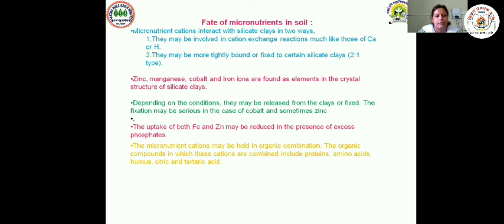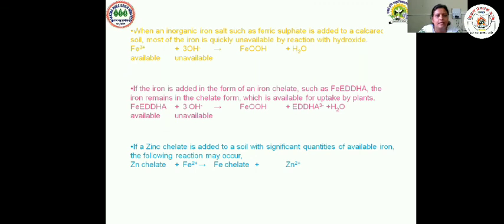Micronutrient cations may be held in organic combinations. The organic compounds in which these cations are combined include protein, amino acids, humic, citric, and tartaric acid. When inorganic iron salts such as ferrous sulfate are added to calcareous soil, most of the iron quickly becomes unavailable by reaction with the hydroxide. This is the condition of the inorganic micronutrient fertilizer ferrous sulfate in calcareous soil.